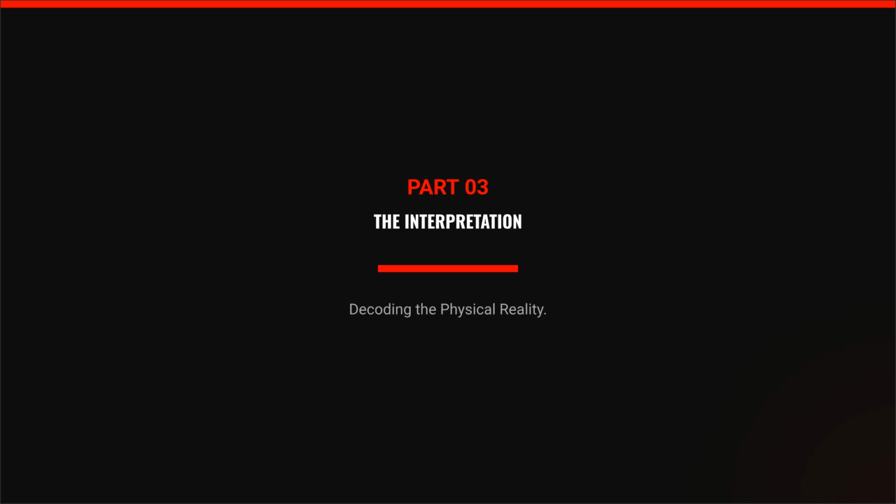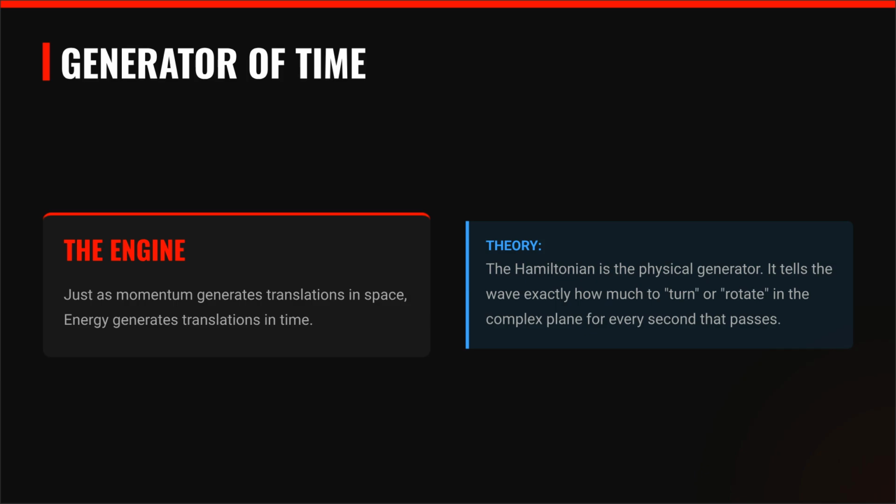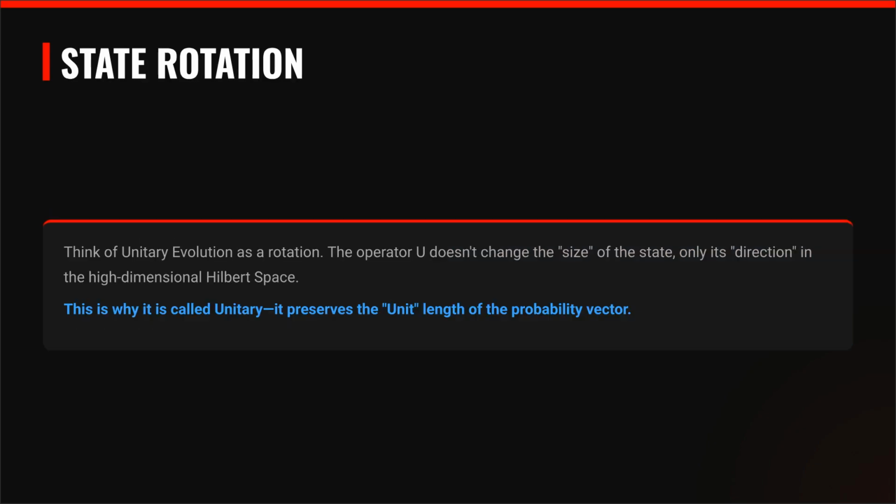Now we examine part 03, the interpretation, decoding the physical reality of the time evolution operator. The Hamiltonian is the generator of time, acting as the engine of quantum dynamics. Just as momentum generates translations in space, energy generates translations in time by rotating the wave in the complex plane. Unitary evolution is a state rotation.